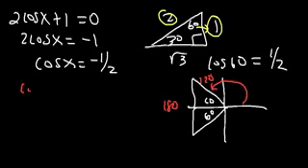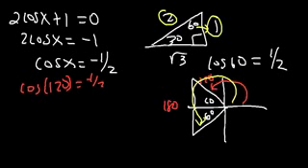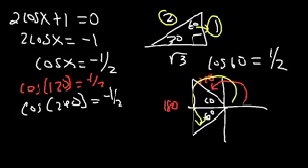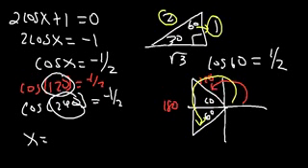So cosine 120 is negative 1/2. And from the positive x-axis to here, this is 60 more than 180, so that's 240. Cosine 240 is also negative 1/2. So x, therefore, is equal to these two angles. Let's say if you want to find a solution between 0 and 2 pi.